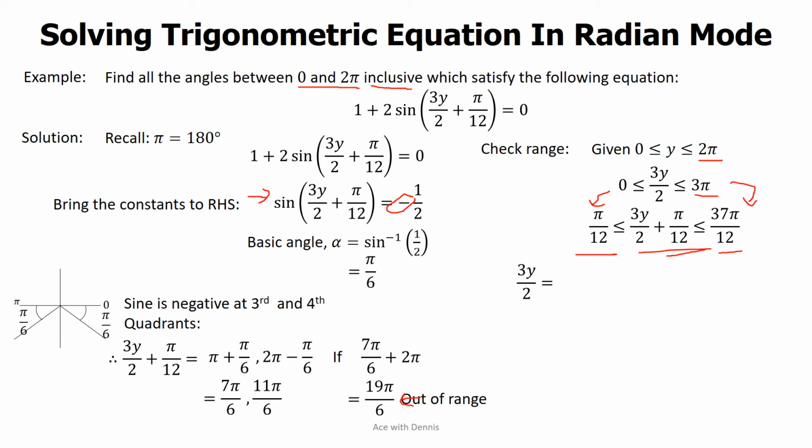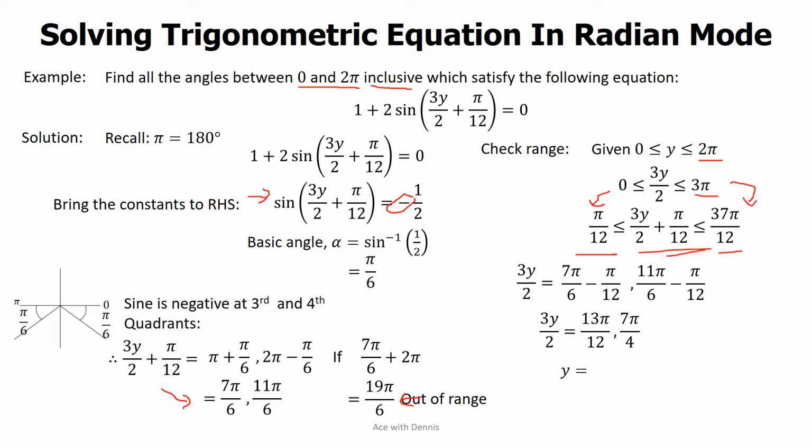Okay, therefore, our 3y over 2 will be 7 pi over 6 minus pi over 12. So we can continue here, right? And then the next angle will be 11 pi over 6 minus pi over 12. Which should give us the first angle is 13 pi over 12, second angle is 7 pi over 4, right? Now make y the subject.